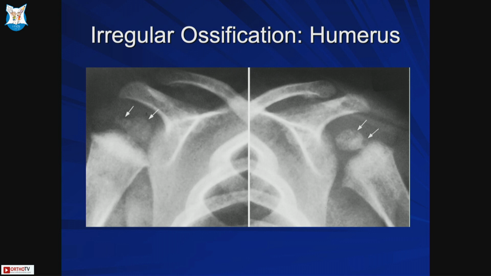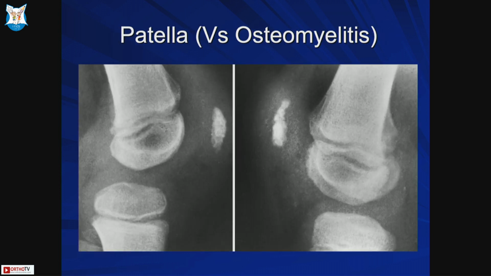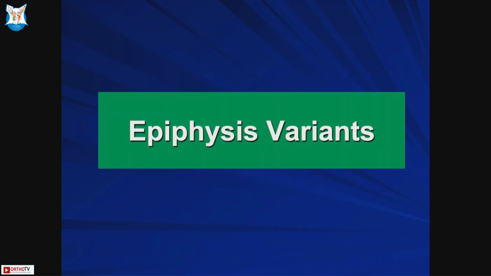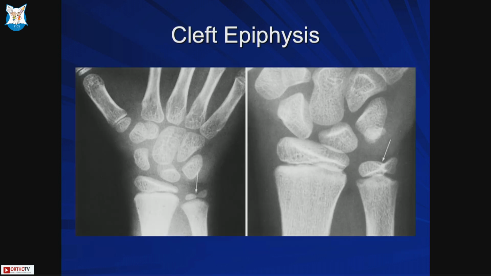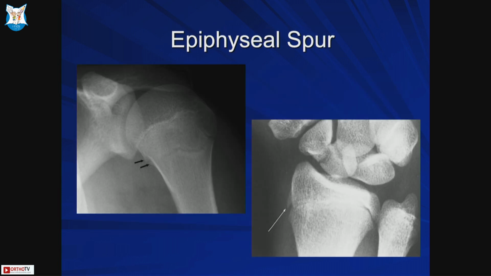Here is an irregular ossification of the humerus. Same with the patella. Sometimes these irregular ossification can be confusing, may look like osteomyelitis. Then there are variants of the epiphysis. Here are cleft epiphysis that may appear to be fracture lines. Here there are spurs. Again, these spurs I see also very commonly in our fracture clinic. Patients are referred for fractures when they actually have normal spurs, especially the distal radius.